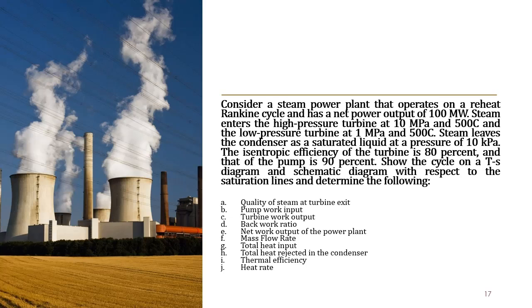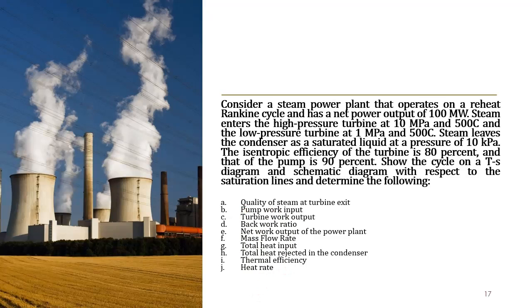Let us proceed to the second part of this lecture, which is the actual reheat Rankine cycle. So basically, we are given the same set of parameters. It's just that in this problem, we have the isentropic efficiency of the turbine, which is 80%, and also of the pump, which is given at 90%. We will also solve the same quantities.